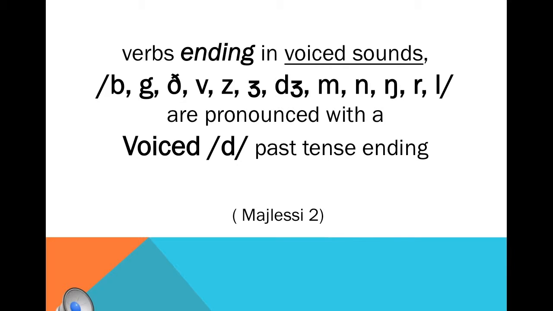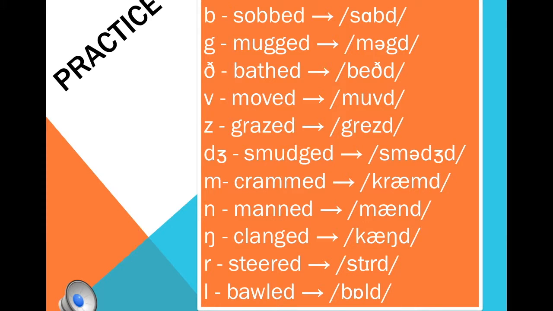Verbs that end in voiced sounds b, g, v, z, j, n, and l are pronounced with a voiced d past tense ending. Because the verbs in the orange box all end with voiced sounds, their ending will take the form of a d sound, such as sobbed, mugged, bathed, moved, grazed, smudged, crammed, manned, clanged, steered, and bawled.